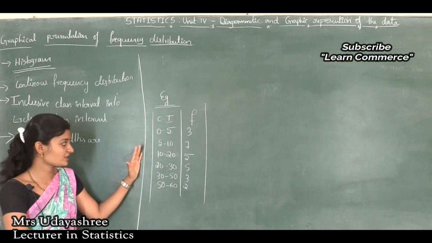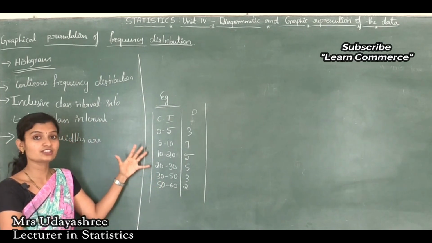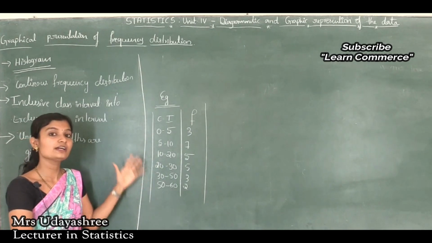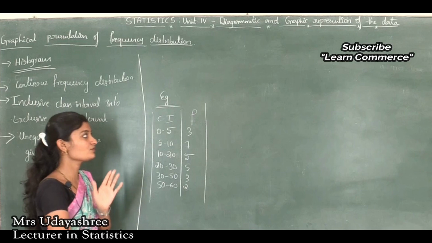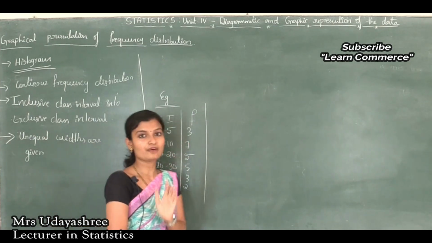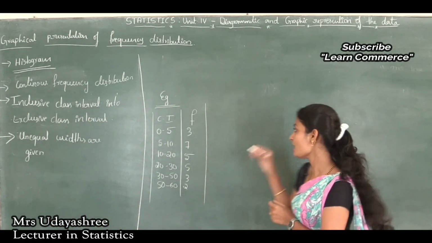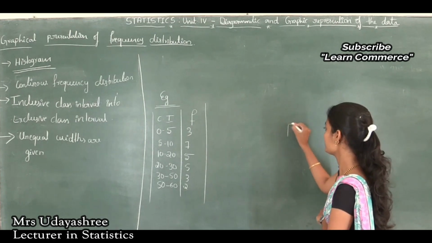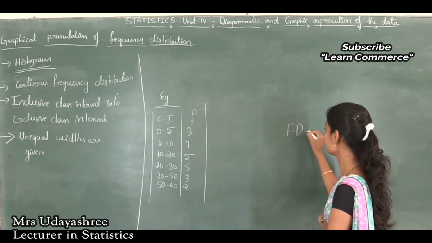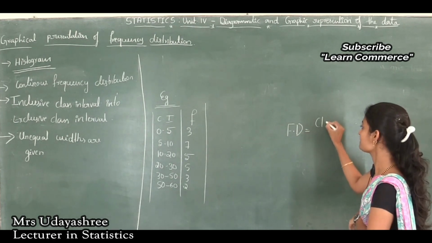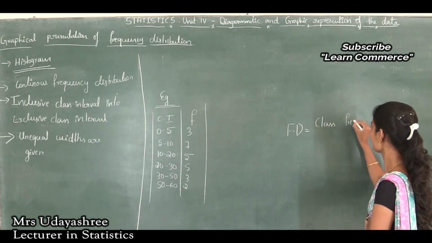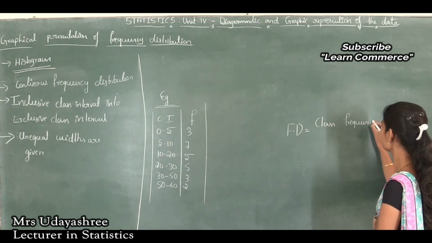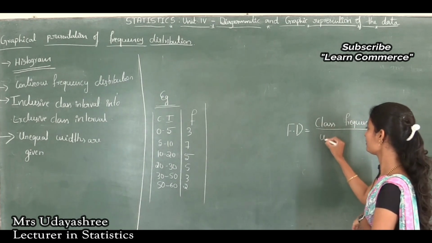So in such a case, histograms are constructed for frequency density against class width. So here we need to find frequency density. How to calculate frequency density? To calculate frequency density, the formula is class frequency divided by width of a class.